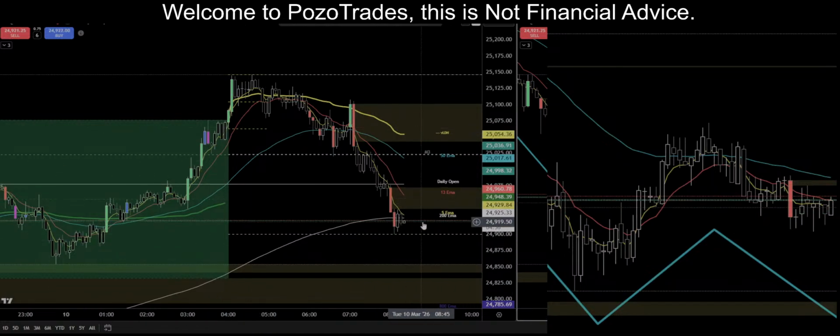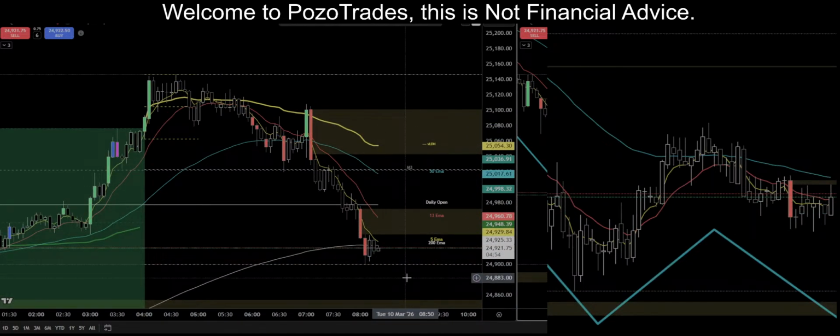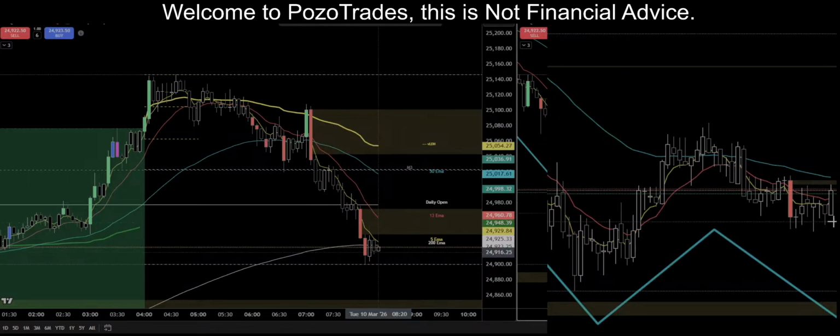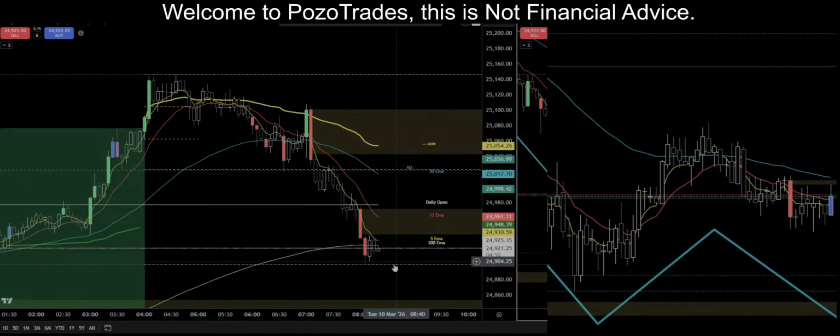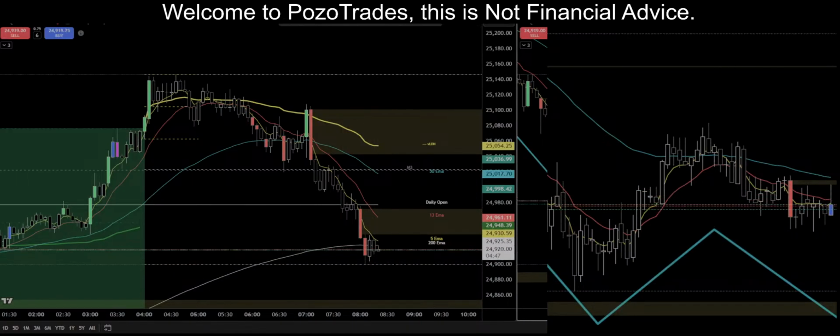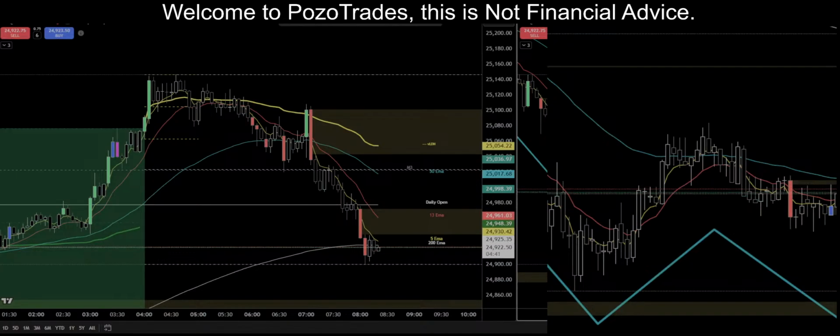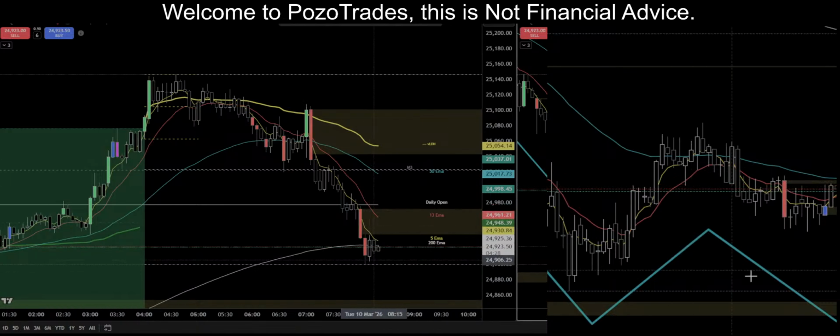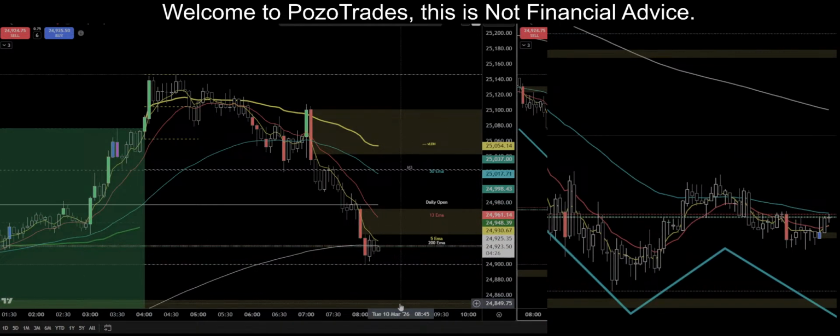All right, so this 5-minute candle actually did not close where I wanted it to. And then there's no bottom wick, so I'm anticipating them to come down a little bit further. Is this the W? That's the question.